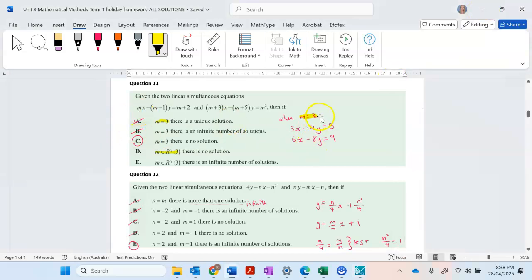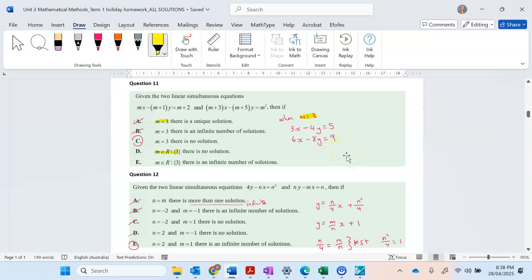All right, so the first term we've got is mx. So if m is 3, it's going to be 3x. We've got minus (m plus 1), so 3 plus 1 is 4, so minus 4y is equal to 3 plus 2, which is 5. There's your first equation when we let m equal 3. Then for our second equation, do the same thing. We get 6x minus 8y equals 9.